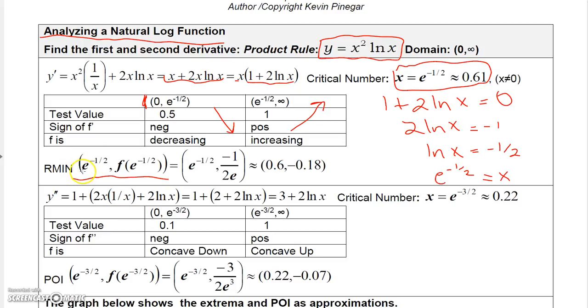So the minimum is actually at e to the negative 1/2 and f of e to the negative 1/2, or e to the negative 1/2 and minus 1 over 2e. And again, to get the y value, I plug e to the negative 1/2 into this function to get it. And I went ahead and gave you approximations here in case we want to look at the graph later.